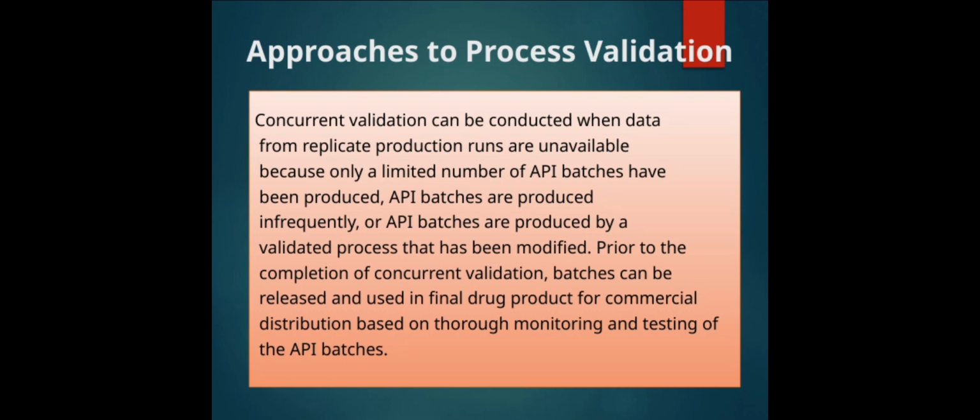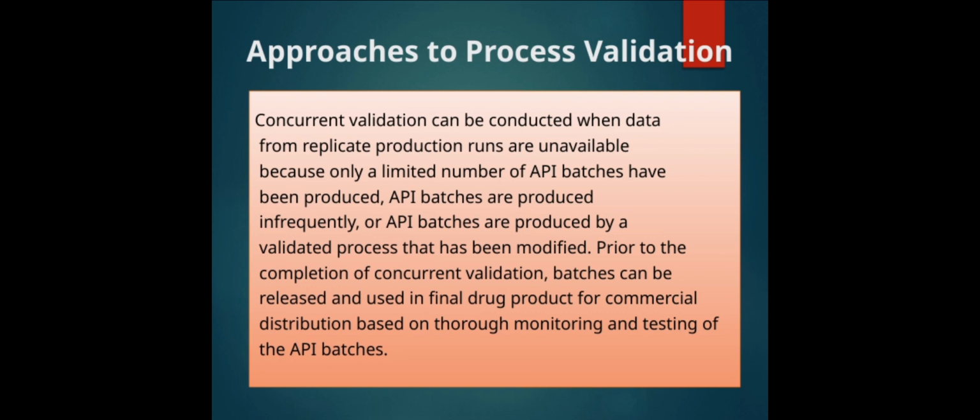Let's talk about approaches to process validation, specifically focusing on concurrent validation. This approach is particularly useful when we don't have enough data from multiple production runs. For example, if only a limited number of API batches have been produced, or if batches are made infrequently, or even if we've made some modifications to a validated process, concurrent validation becomes a practical solution. The key idea here is that we can conduct validation at the same time as production, rather than waiting for multiple batches to be completed beforehand. This allows us to move forward without delaying the process.